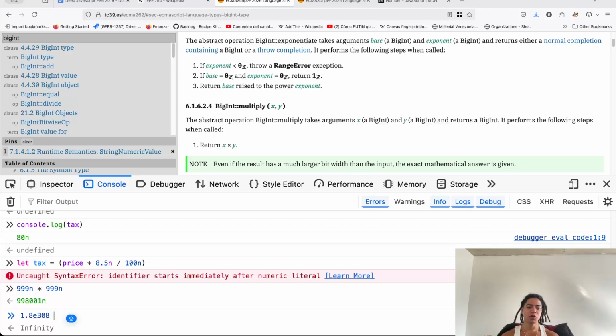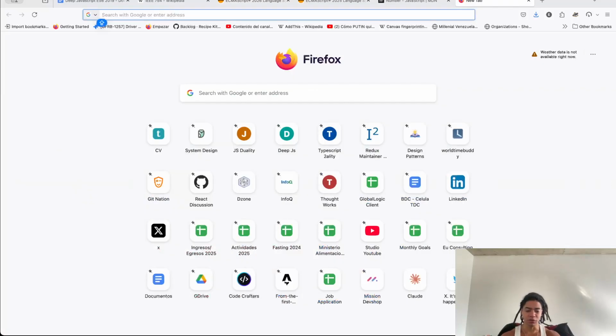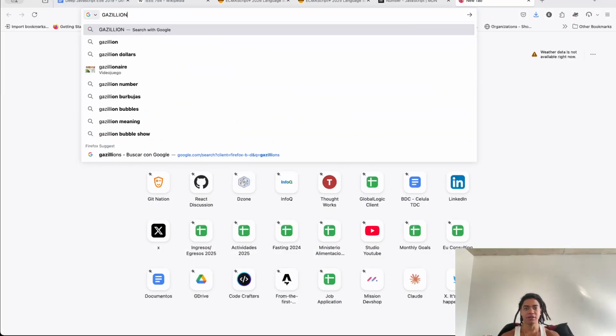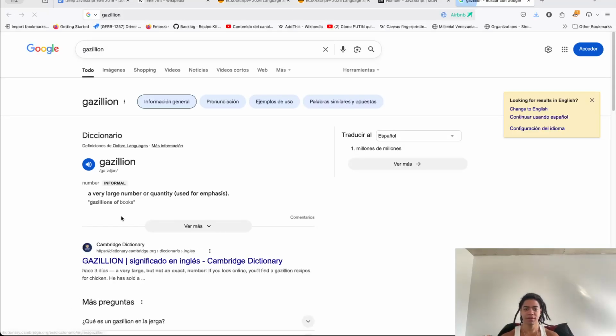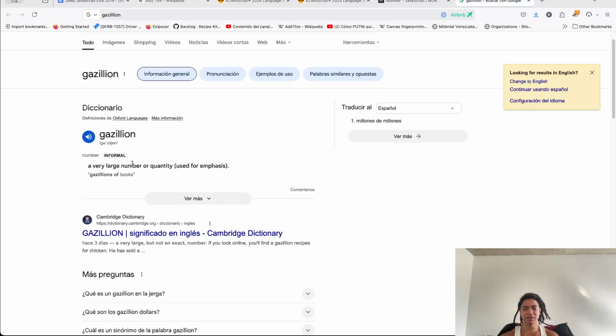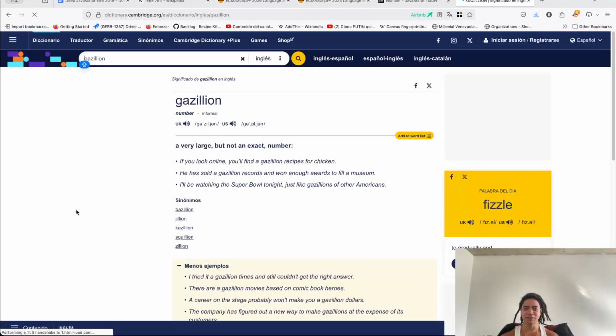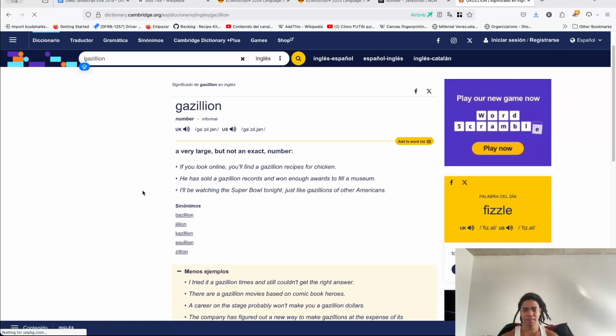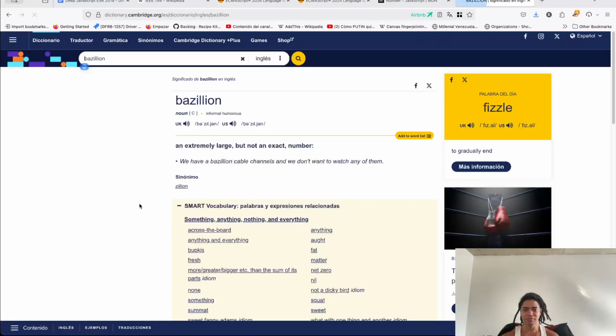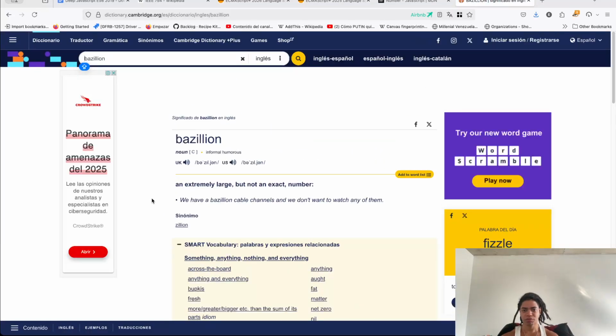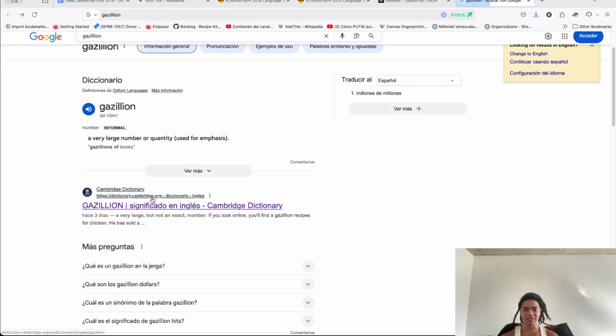It's like you're trying to count until 20 gazillions. Yeah, gazillion actually is a word. Gazillion. And gazillion is a very large number or quantity. Okay, but I want to be more specific. All right. Or Basilian, gazillion.